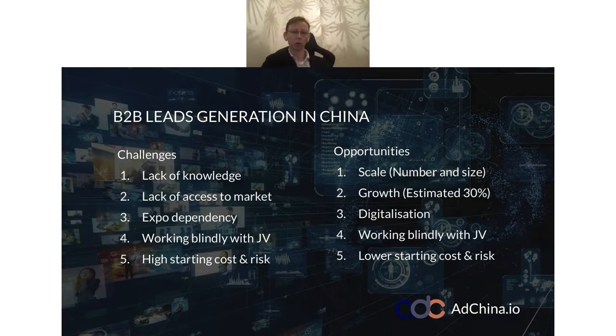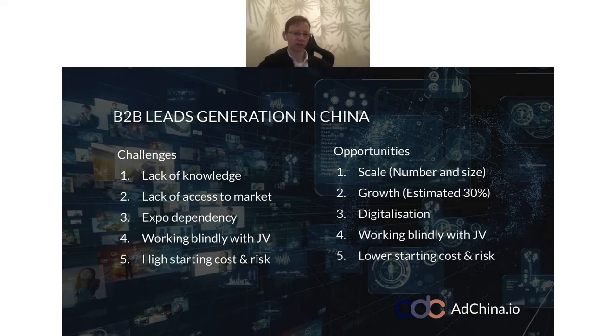So this also lowers the risk, and since there are now a lot more smaller deals, meaning it might not be with the top 50 companies in China, but all the small and medium-sized companies are starting to do more international business, there's a lower risk associated with going into China.